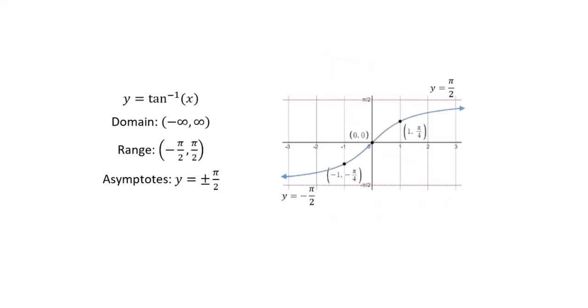And for y equals inverse tangent of x, we can see how the domain is negative infinity to infinity, and the range is negative pi over 2 to pi over 2, not including the endpoints of that range because we have those as asymptotes. Y equals plus or minus pi over 2.